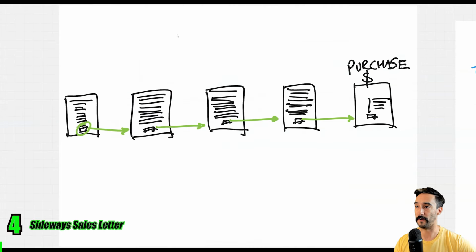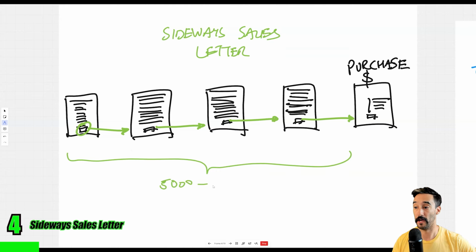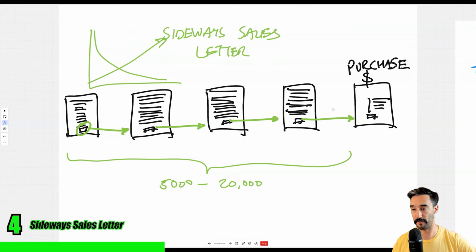The fourth type of funnel is what we call a sideways sales letter. This is basically a really long form piece of content that could stretch anywhere between 5,000 to 20,000 words. And that's just a rough estimate. The idea is that the number of people who read this and who go through each part of the sales letter will rapidly drop down, but they will be more likely to be qualified the further through they go.